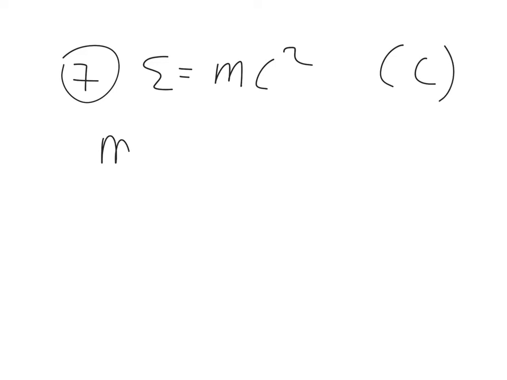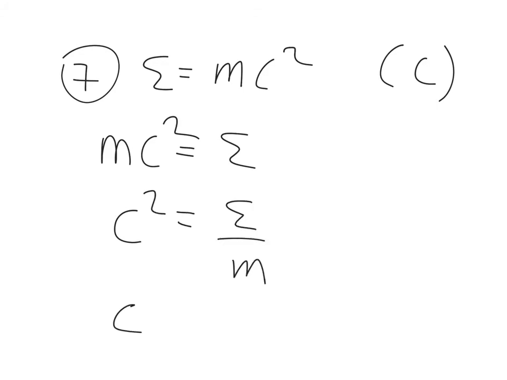Example 7. E equals MC squared. Change the subject of the formula to C. MC squared equals E. I get rid of that by dividing by M. How do I get rid of a square? The opposite of a square is a square root. Square root of E over M.